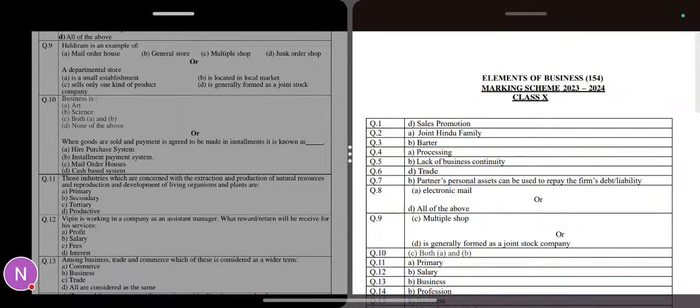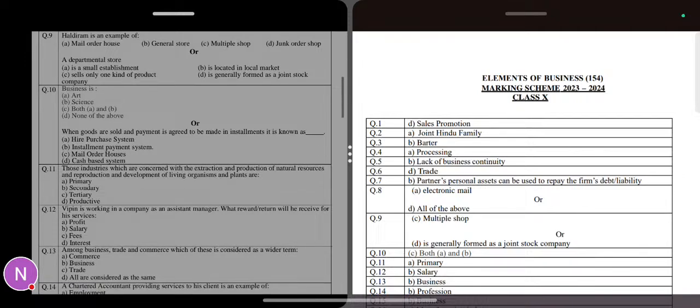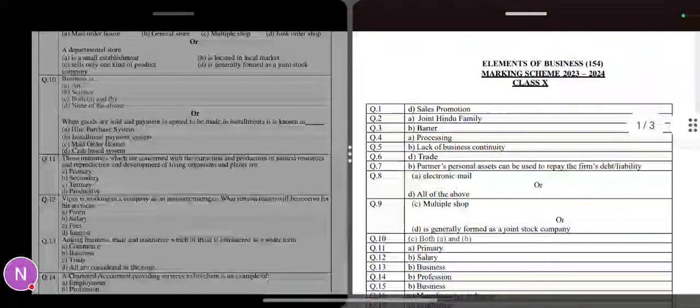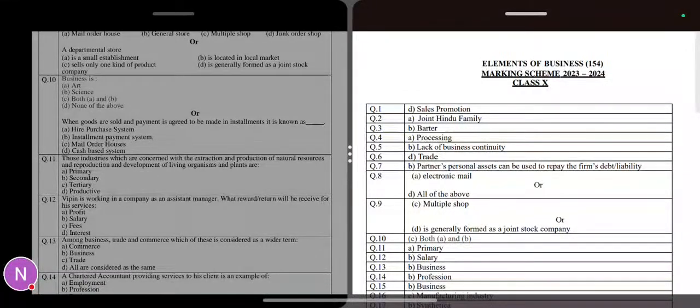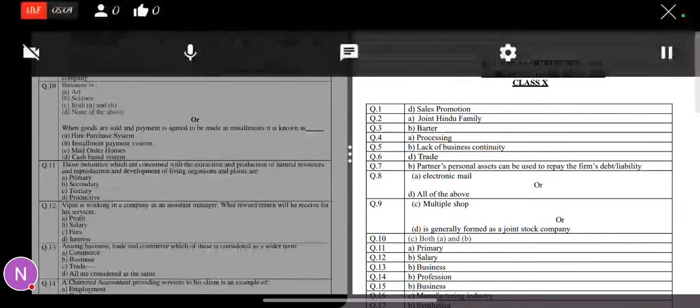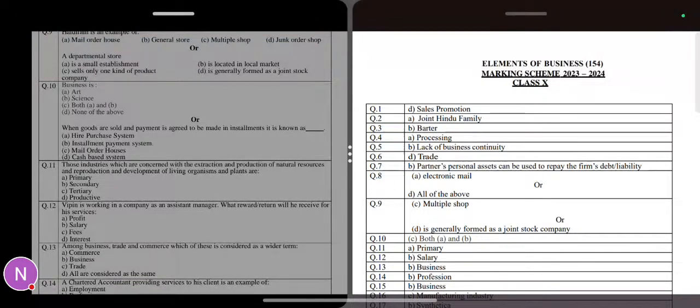Next question: when goods are sold and payment is agreed to be made in installments, it is known as hire purchase system, installment payment system, mail order house, or cash based system. So here it is known as the mail order system.